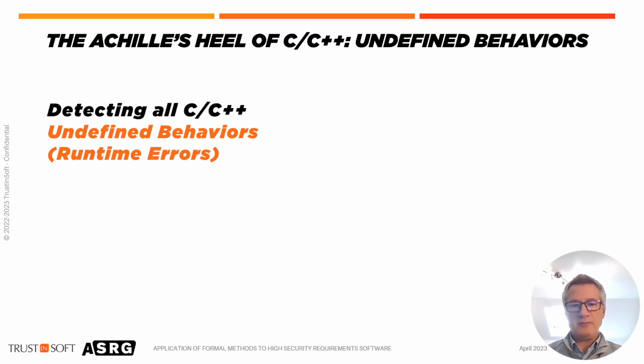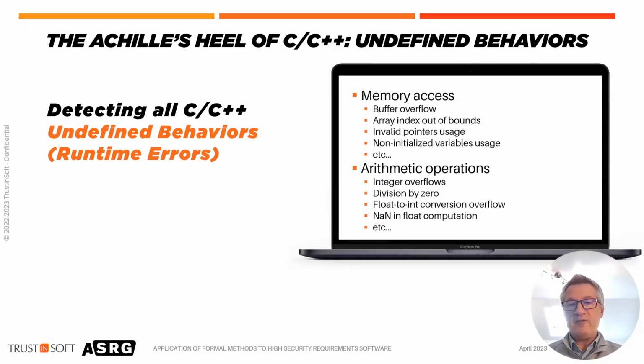What is undefined behavior? It's a bit of a cryptic name. It's all sorts of runtime errors. They are probably better known under this name. Specifically, one can cite plenty of very well-known types of undefined behavior, like buffer overflow, array index out of bound, invalid pointer usage, pointer dereferencing, dangling pointers, usage of non-initialized variables, or in the field of arithmetic operations, integer overflow, division by zero, float to int conversion overflow, etc. There are plenty of them if you look at the standards. More than 100 of them, and all those are technical errors or runtime errors that can happen in your code.